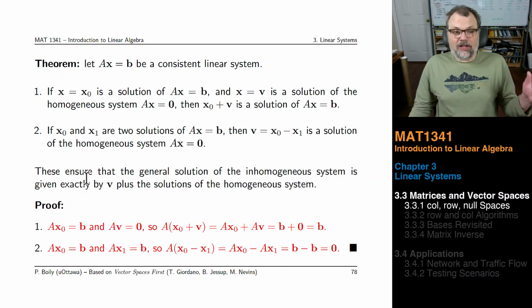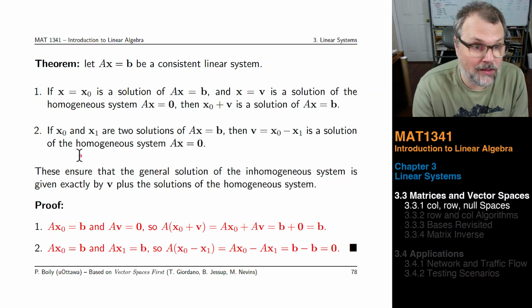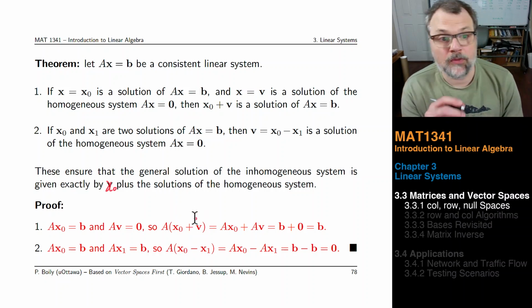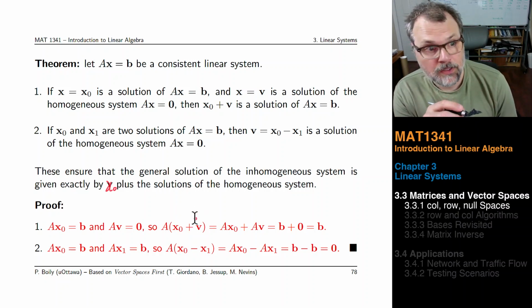That tells us that basically the general solution of an inhomogeneous system is exactly x0 plus solutions of the homogeneous system. Sorry, I wrote v here. What do you mean? By x0 plus solutions of the homogeneous system. How do we prove this?